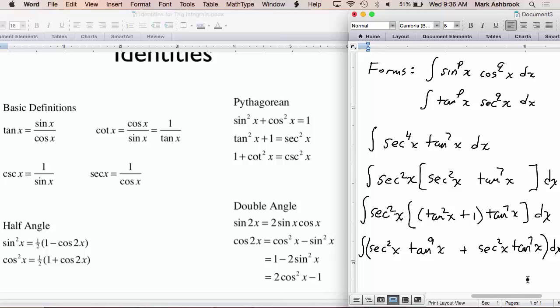So I grabbed the secant squared, thinking if everything else could be some power of tangent, then I could undo the chain rule, no problem. I changed that remaining secant squared into tangent squared plus 1. And then I multiplied out, so I got tangent to the 9th and tangent to the 7th, each of those now times secant squared. You finish, right? Go for it.